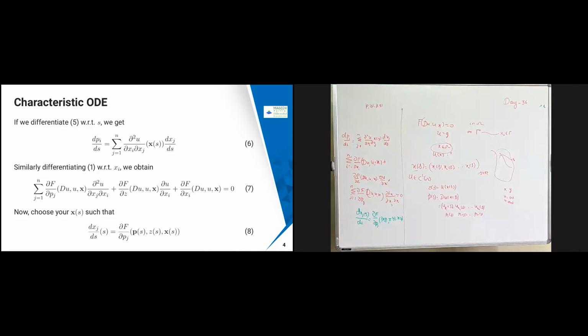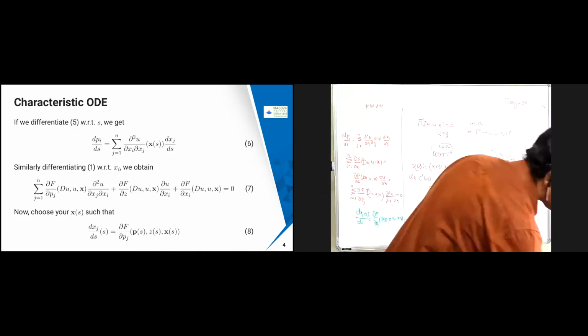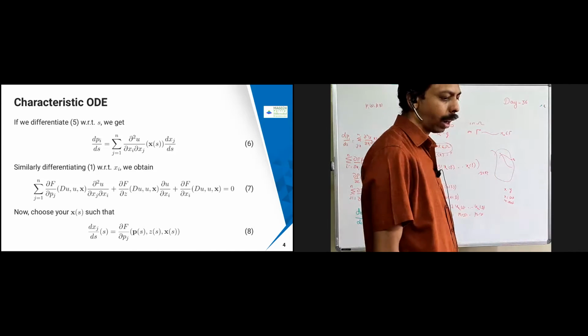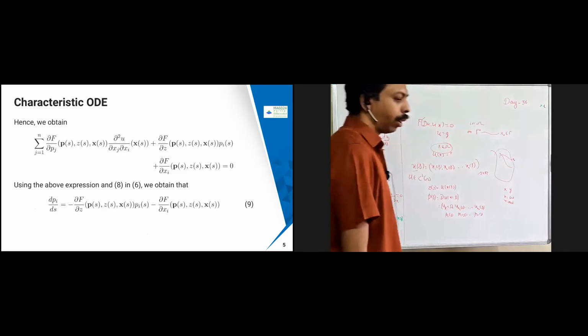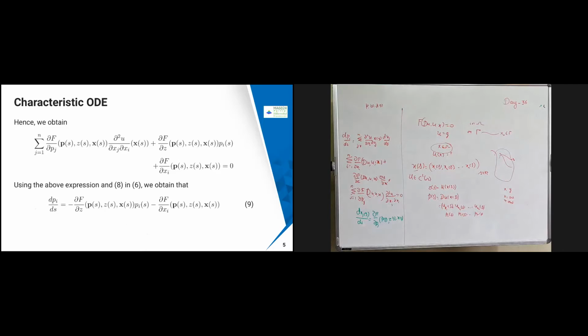Okay, I am going to choose my xj of s in such a way that this is going to be common. If I choose that, what is the benefit of it? We are going to get almost the kind of Charpit's method only here. So in that case, I can simplify this.